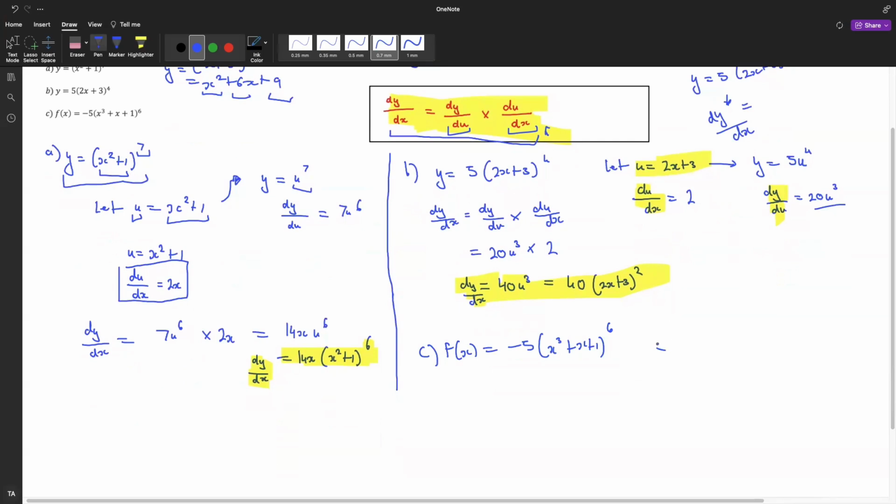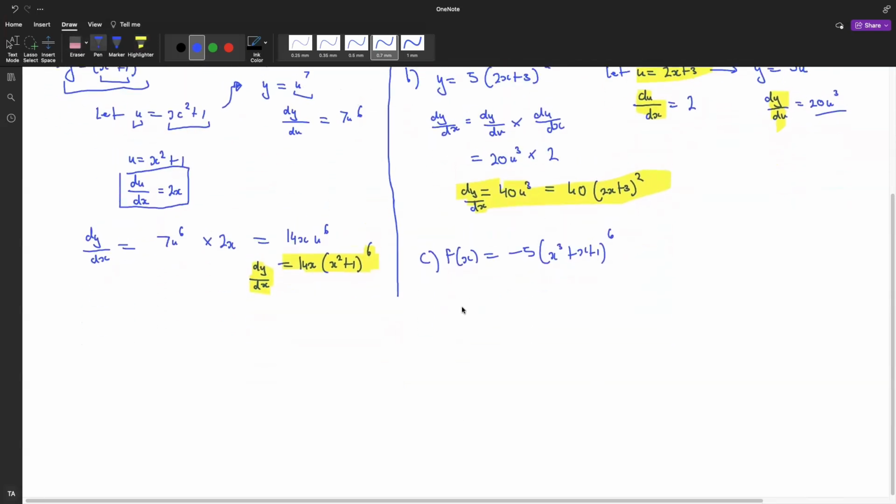So we're going to say, oh, actually, let's erase this. So we've got our function here. So let's say, let u equal x cubed plus x plus 1. Okay? Which means that our f of x is equal to -5u to the power 6. Okay, now let's derive u. So du over dx is equal to 3x squared plus 1.